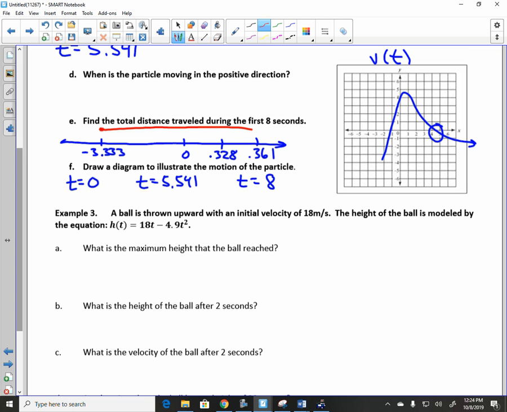So it's traveling to the right. Then when it gets to 5.541, that's when it crosses over. It starts traveling to the left because it's below the x-axis. That means that the velocity is negative, so it's traveling to the left. So that's the motion of the particle. I want to figure out the entire distance. The distance from negative 3.333 to 0 is 3.333. What do I add on to that? 0.361, and I add on whatever the distance from 0.361 to 0.328 is. So 0.361 minus 0.328, whatever that comes out to be.